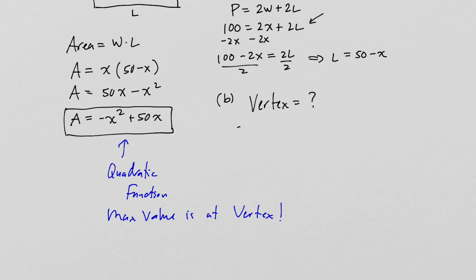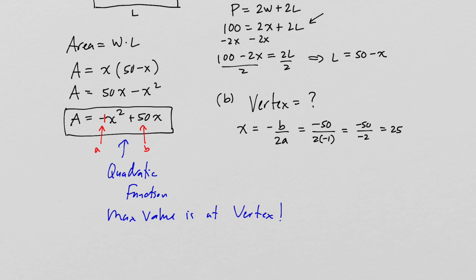Well, to get the vertex, we have a formula. x is equal to negative b divided by 2 times a. In this function, b is 50 and a is negative 1. And so negative b is negative 50 divided by 2 times a, which is 2 times negative 1. This is negative 50 divided by negative 2, which is 25.